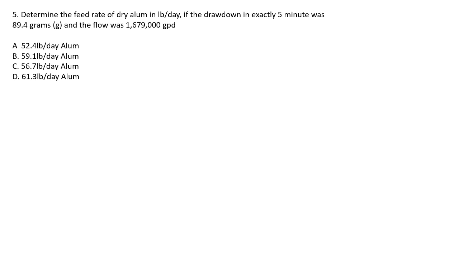Question 5. Determine the feed rate of dry alum in pounds per day if the drawdown in exactly 5 minutes was 89.4 grams and the flow was 1,679,000 gallons per day. Is it A, 52.4 pounds per day of alum, B, 59.1 pounds per day of alum, C, 56.7 pounds per day of alum, or D, 61.3 pounds per day of alum?